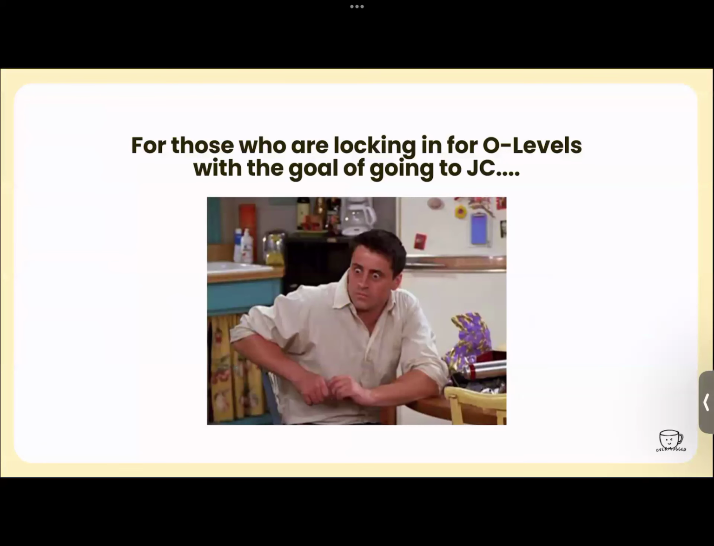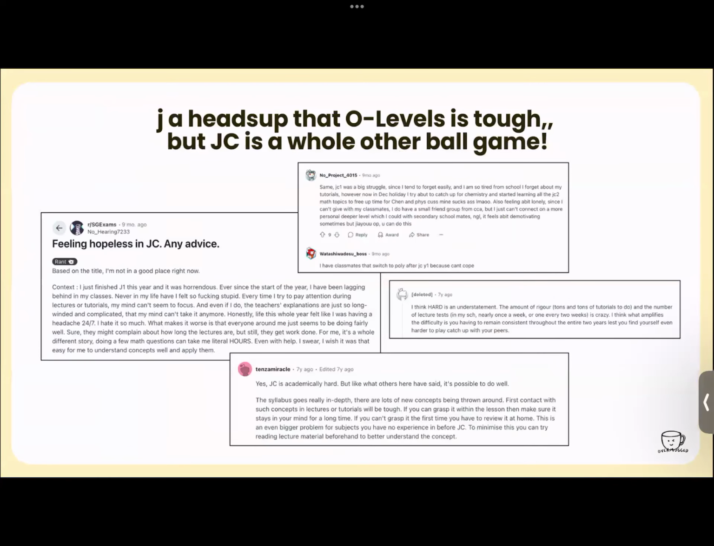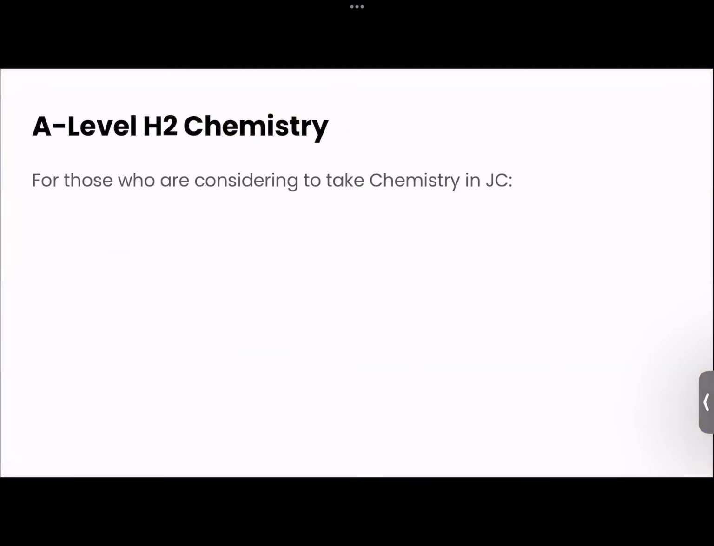Now, for those who are thinking of doing chemistry in JC, please know that we know O levels is tough. I myself have sat through O levels. It's not easy, for sure. But the jump from O level to JC is quite huge. JC is another ballgame. And as you can see from these reviews over here, it has been a big struggle for many people. For those who are considering taking chemistry in JC, please take note. This is a huge jump from O-level pure chemistry.